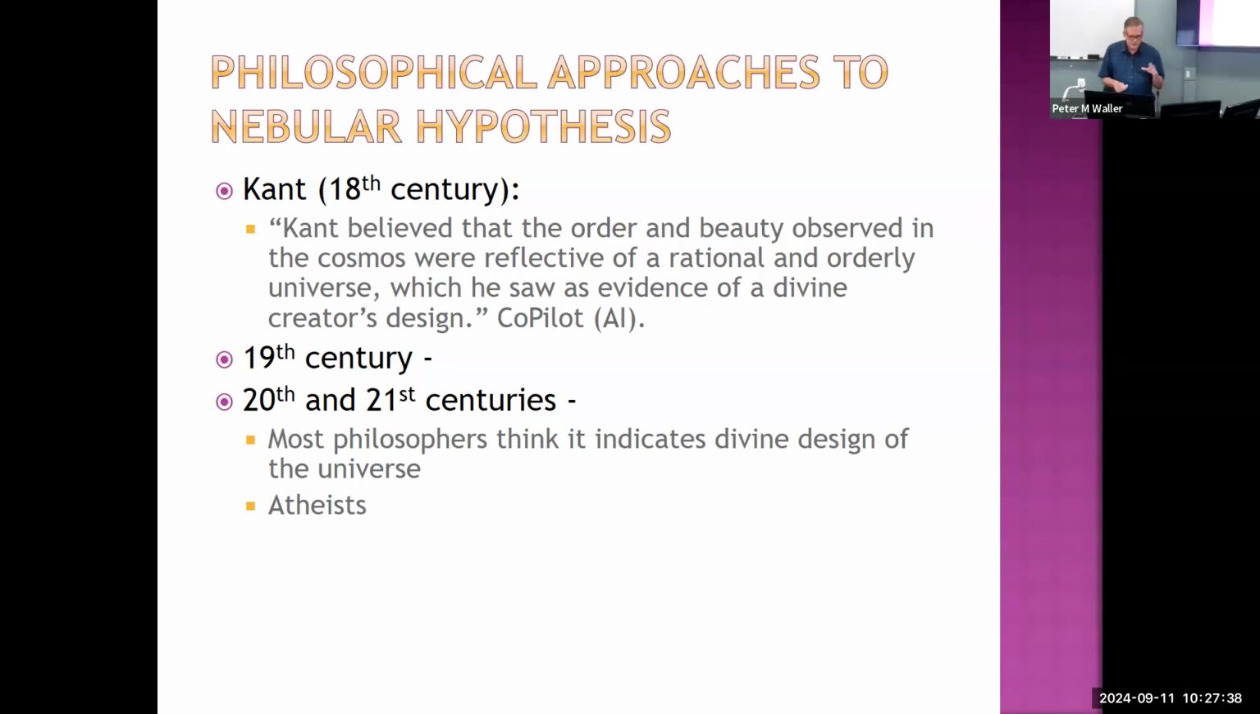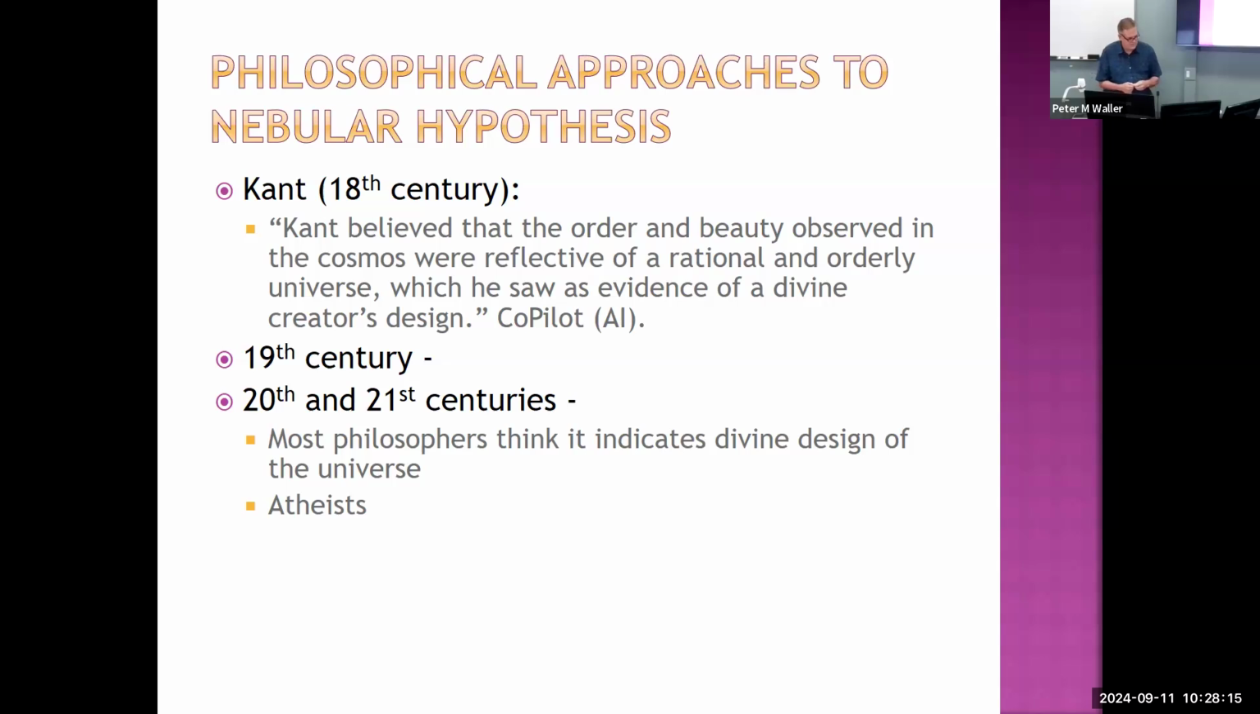So I knew that about Kant, but I was surprised to see, actually, I just looked this up this morning, that most philosophers since then have basically agreed with him. Most philosophers in the 19th century, including deists and those from religious groups, saw belief in the nebular hypothesis as indicative of the divine design of the universe. And likewise, most philosophers in the 20th century had the same opinion. They saw the nebular hypothesis as in harmony with a belief in the divine design of the universe.